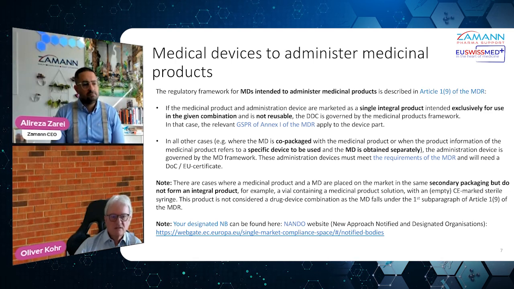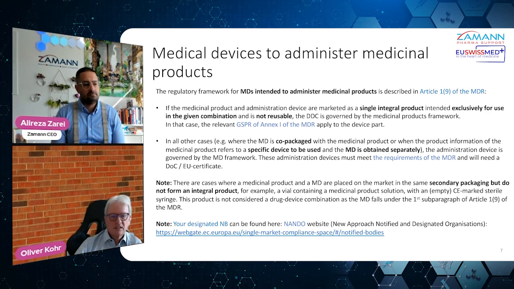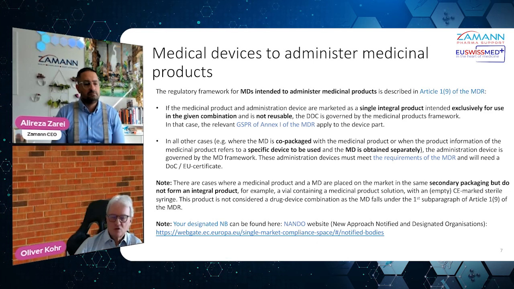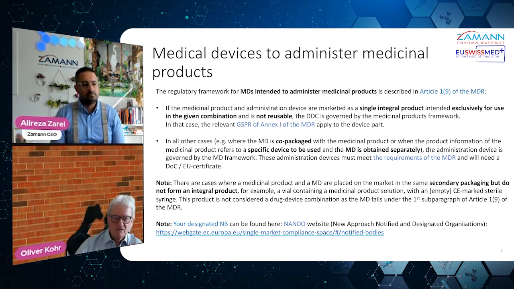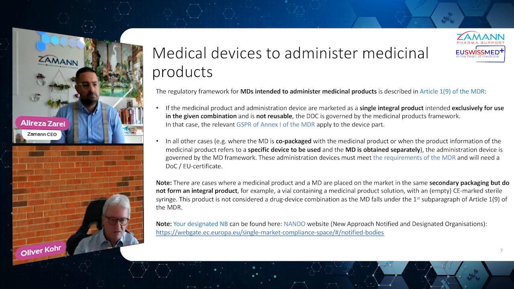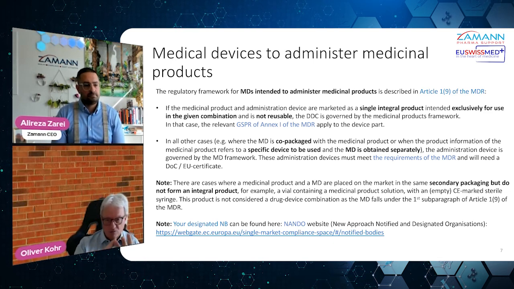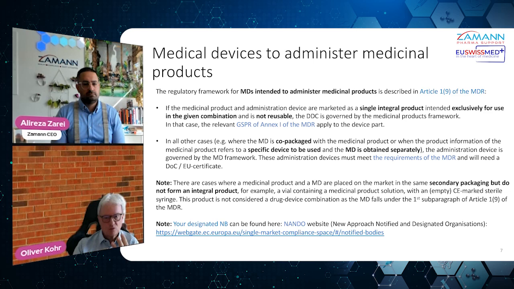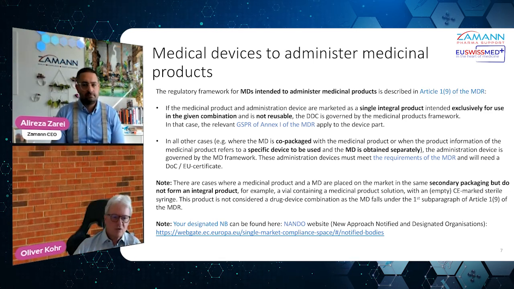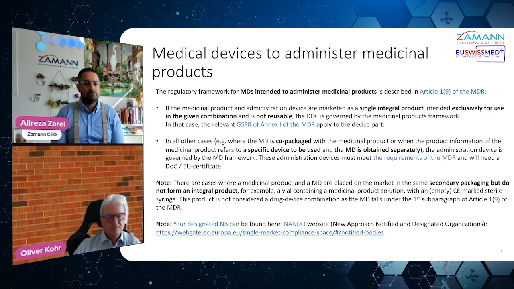The other case is a co-pack, for example. In this case, it says the administration device must meet the requirements of the MDR. That means you have to go through all the requirements of the Medical Device Regulation, which goes all the way down also to post-market surveillance, life cycle management, vigilance. So you have to make sure that you look at the vigilance reporting in your PMS process. Everything there you need to basically cope with. So that gives you quite a load to look at.